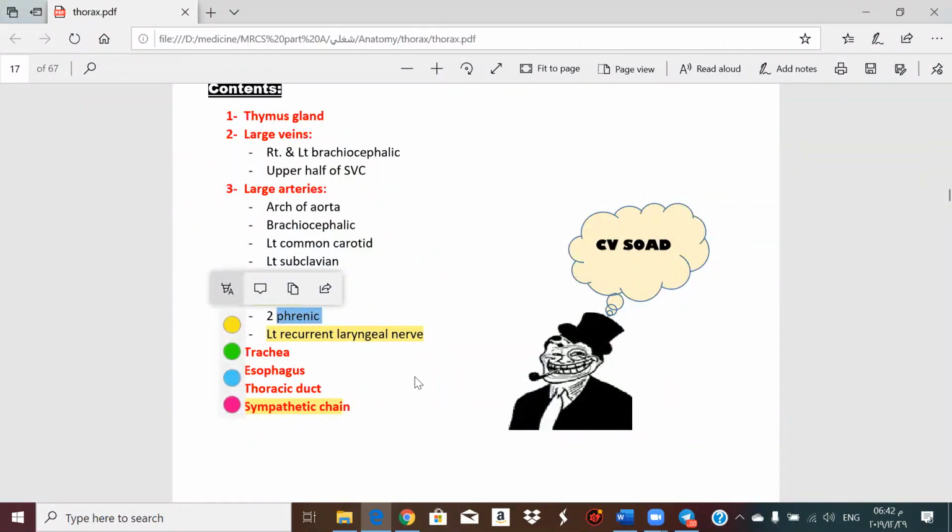This is the only way that you can remember contents of superior mediastinum. C, the chain, which is called sympathetic chain. V, vagus, and his brother, which is phrenic, and his son, left recurrent laryngeal nerve. S, for a very famous vein starting with S. It is superior vena cava, not alone, and the two veins forming it, which are right and left brachiocephalic vein. So right and left brachiocephalic vein and superior vena cava.